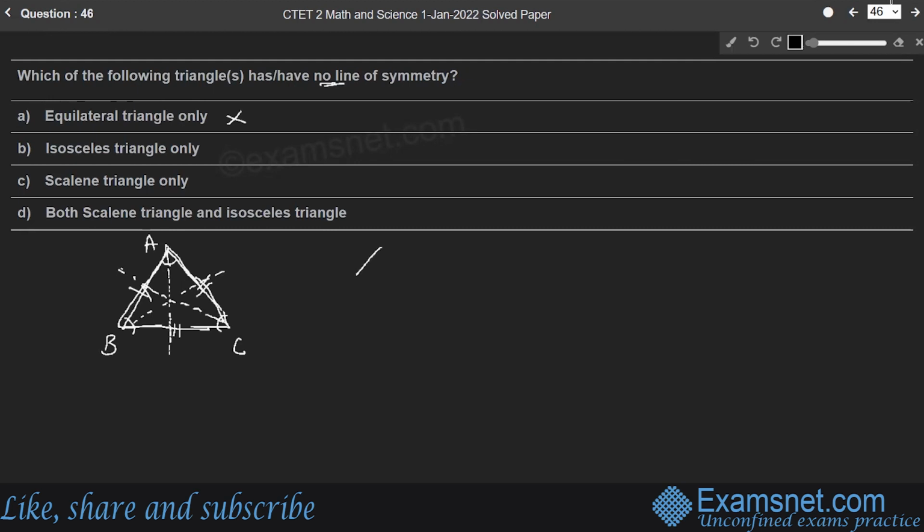Isosceles triangle. Isosceles triangle means where two sides and two angles are equal.